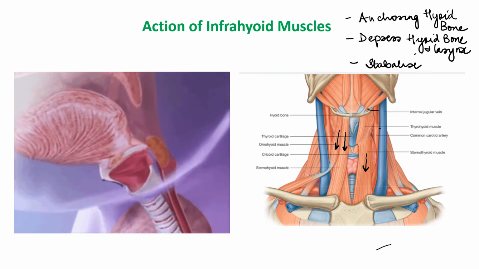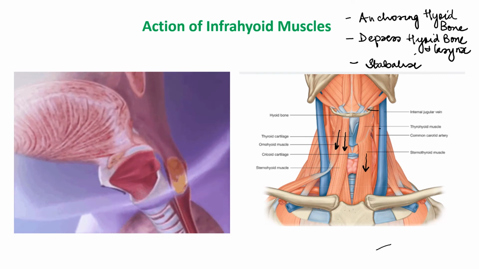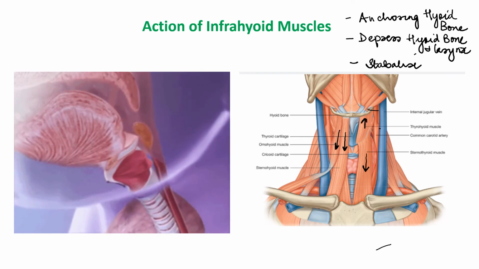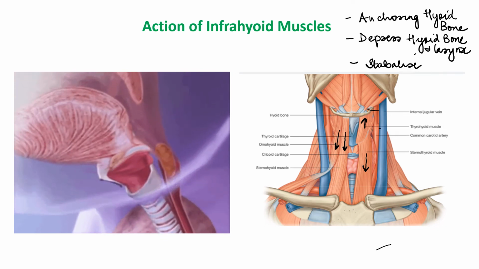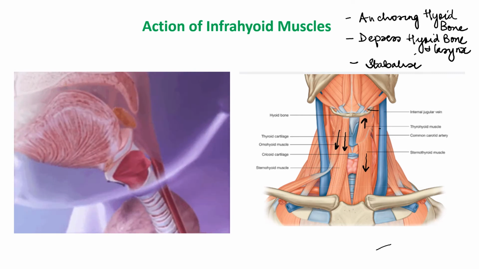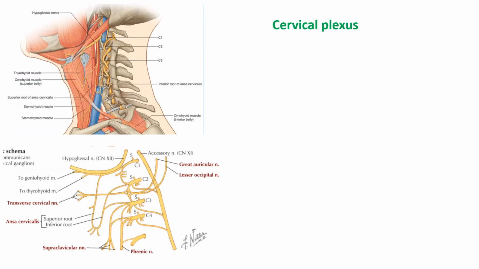The elevation of the hyoid bone can also be brought about by the thyrohyoid. Mostly it depresses, but the other side action can also take place. So this is the action of the muscles which are forming the contents of the muscular triangle, or are forming the floor of the muscular triangle.